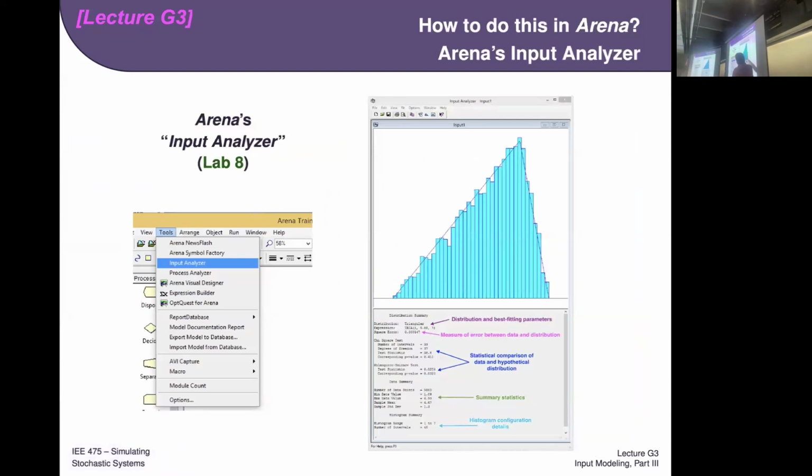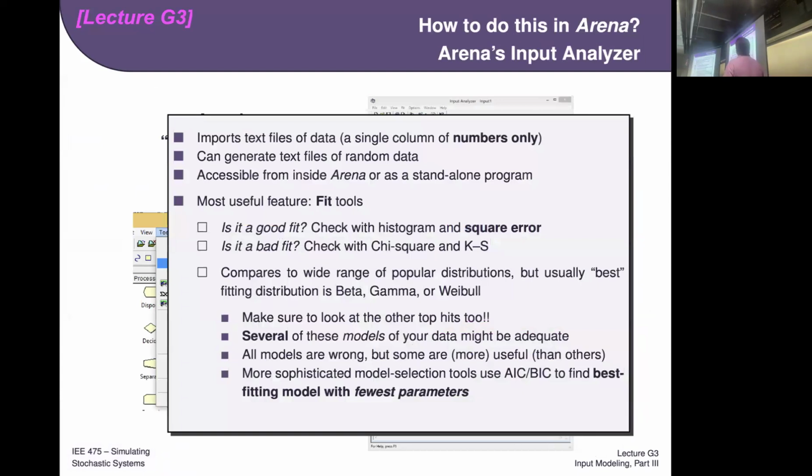In lab 8, there's this input analyzer. It does the chi-squared test and the KS test for you. It gives you summary statistics. It does the histogram for you and tells you stats about the histogram. So you guys know all of this by now.